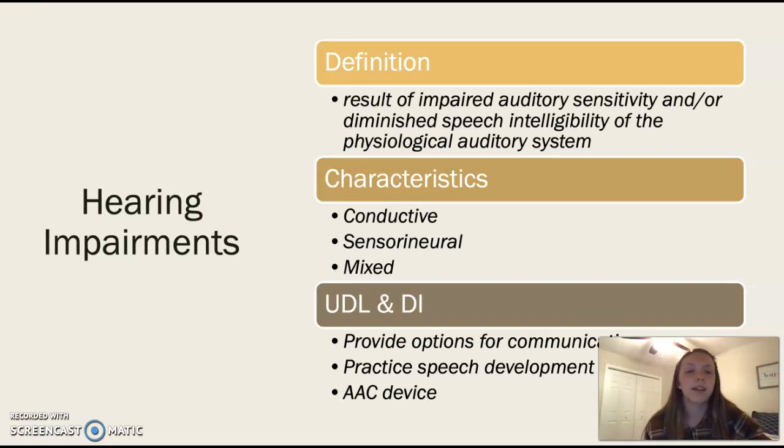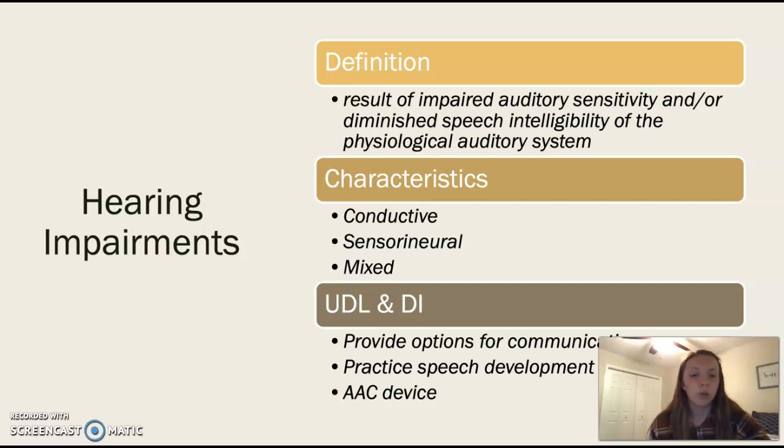Hearing impairments, the definition: result of an impaired auditory sensitivity and or diminished speech intelligibility of the physiological auditory system. And this is a definition according to ASHA. There are 3 different types of hearing loss: conductive, sensorineural, and mixed. These involve the outer ear, middle ear, and inner ear. Conductive is outer ear, sensorineural is inner ear, and then mixed is obviously both of those together. And individuals with hearing impairments are obviously something that speech and language pathologists work with often.